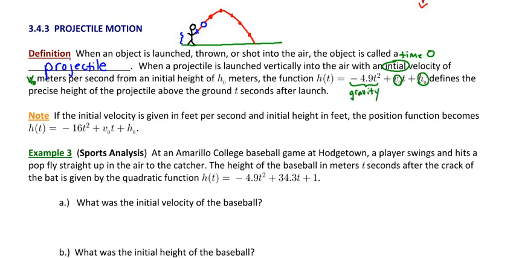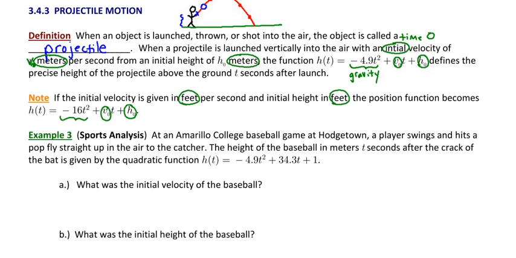Now, the exact constant that's used on this quadratic term depends on the units that I'm using. So if I'm looking at metric units, meters per second, and the initial height in meters, then that leading coefficient is going to be negative 4.9. However, if the initial velocity is given in feet per second and the initial height in feet, then that changes that first coefficient to negative 16. But the other terms stay exactly the same. So be sensitive to which units you're using.